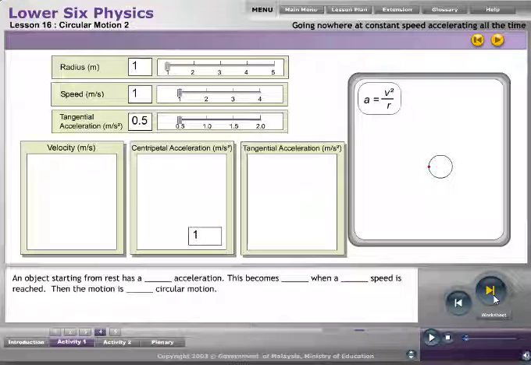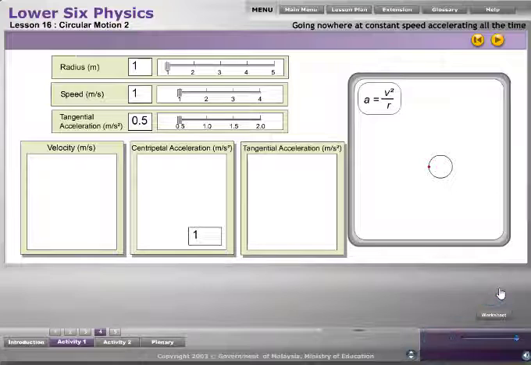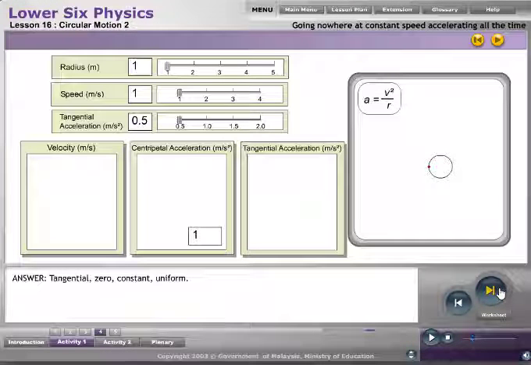An object starting from rest has a blank acceleration. This becomes blank when a blank speed is reached. Then the motion is blank circular motion. Answer: tangential, zero, constant, uniform.